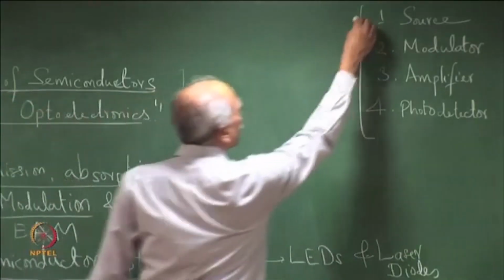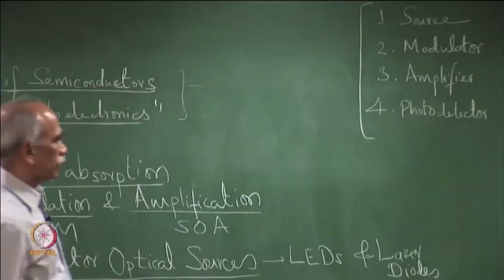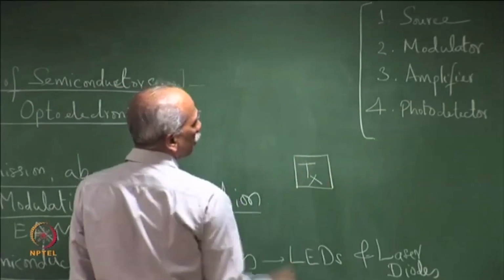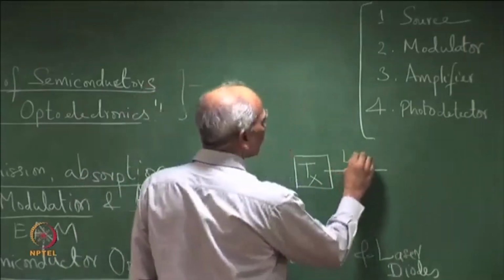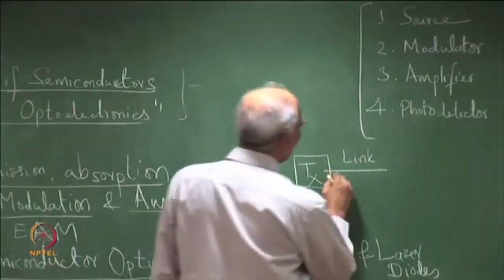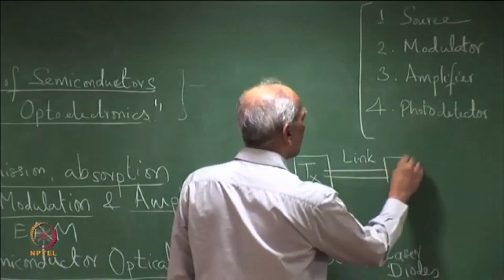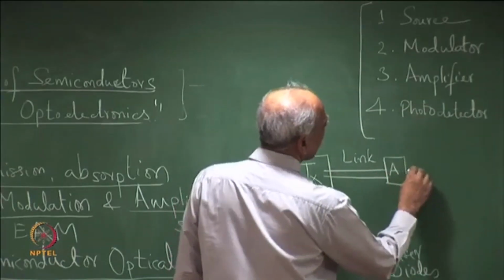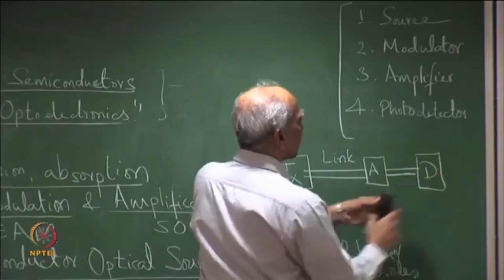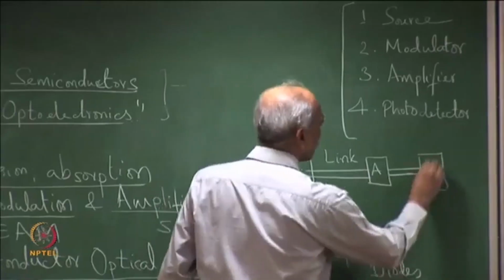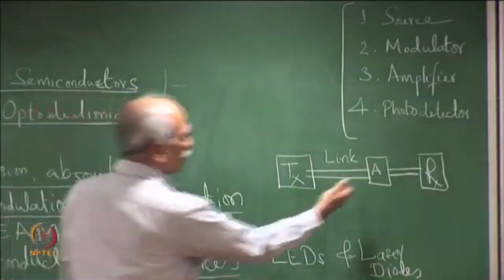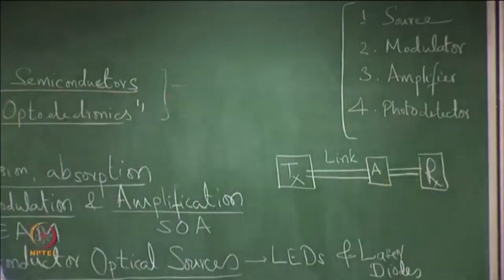So, a communication system, as we started in the first class, has a transmitter, a link, which is of course a passive link, and there could be amplifiers here, and then finally the detector or the receiver. Transmitter, link, amplifiers in between, and receiver.